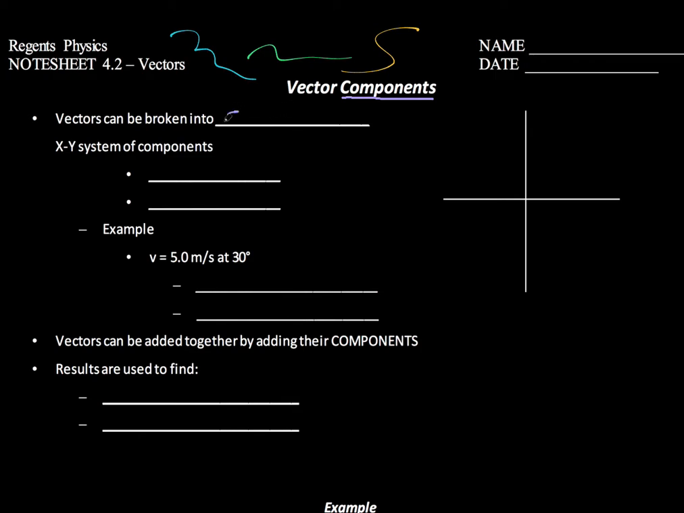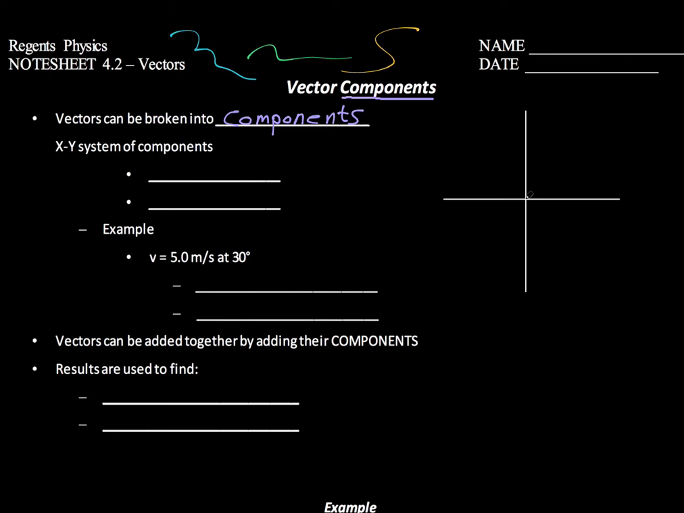So vectors can be broken into components. And so what are components? What are they, right? So I think the easiest thing to do here is to look at an example.